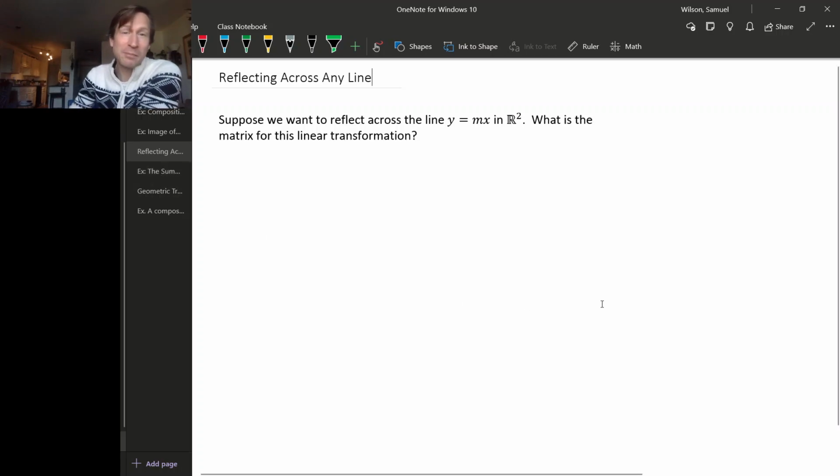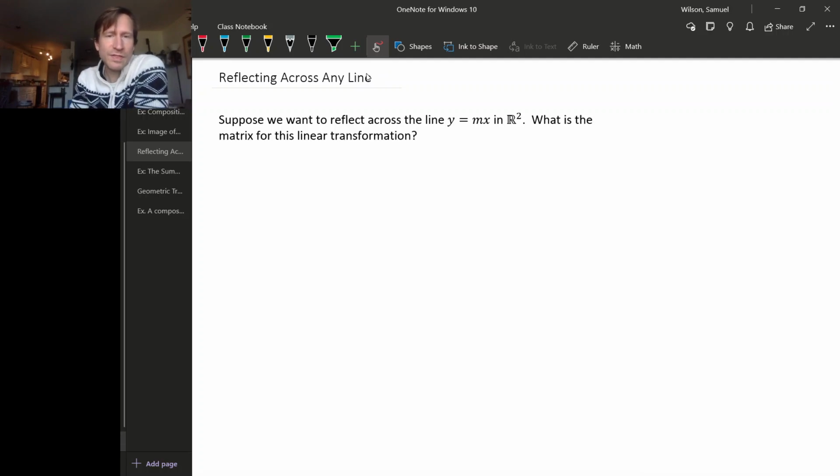Let's look at a couple applications of these geometric operations. So we know how to reflect across one of the coordinate axes, but what if we want to reflect across some other line? There's no convenient entry in our matrix for lines that aren't the coordinate axes, so that's a little unfortunate. But what could we do?